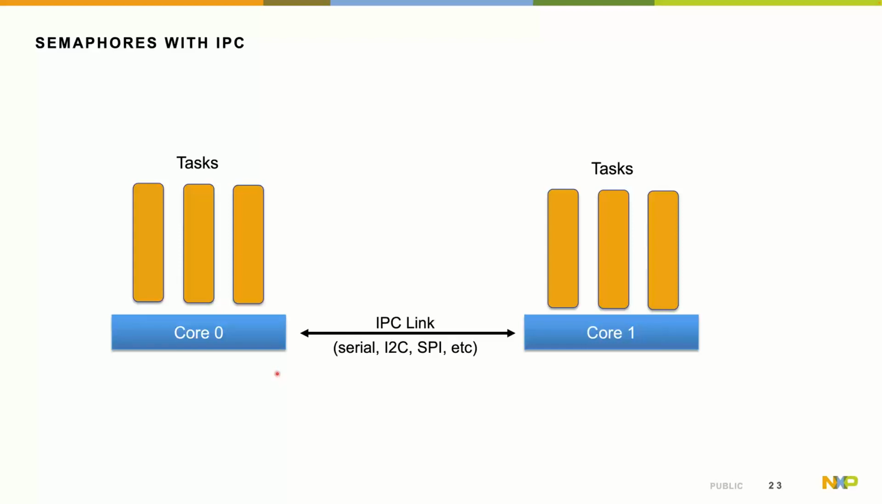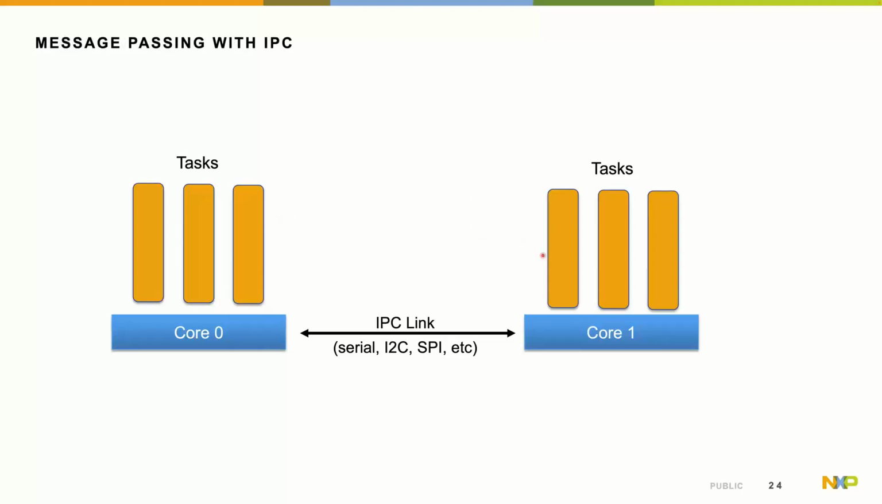So on the left is a number of tasks. I've only showed 3, but it could be any number on core 0. And on the right, again, any number of tasks on core 1. And between the two is the IPC link. Now, this can be established over any communication link you have between the two cores, whether it's serial or I2C or SPI, or maybe something that's hardware specific. So if you have a task on core 1 that's waiting for a semaphore, the semaphore could be posted by any other task on the same core, or it could be posted by a task on the other core. And when it's posted, the waiting task will become unblocked, and it's free to go and continue on the execution of its code.